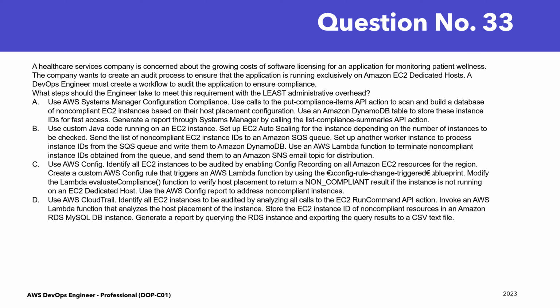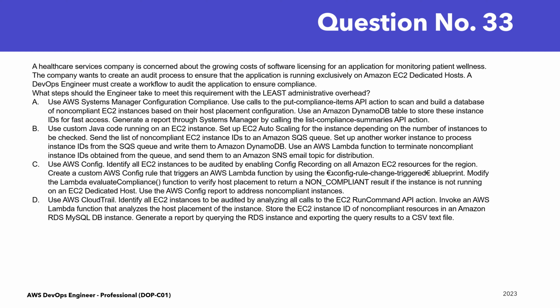A. Use AWS Systems Manager Configuration Compliance. Use calls to the PutComplianceItems API action to scan and build a database of non-compliant EC2 instances based on their host placement configuration. Use an Amazon DynamoDB table to store these instance IDs for fast access. Generate a report through Systems Manager by calling the ListComplianceSummaries API action.